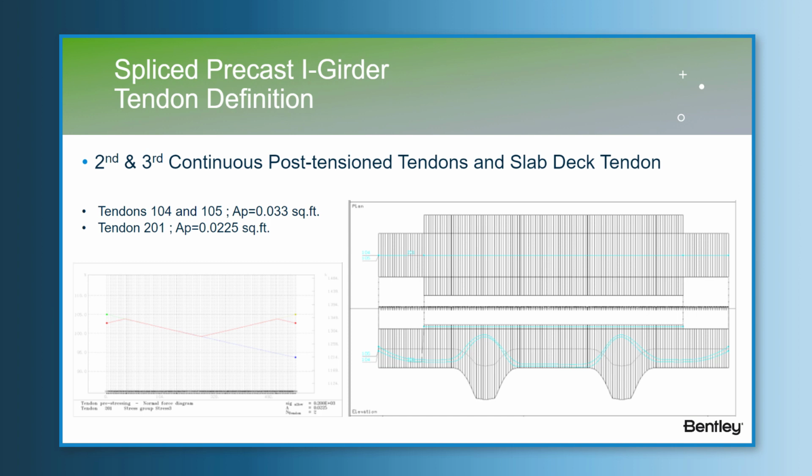Then it's cast the first deck slab sequence, the middle span and the zone over the piers, and it's installed two more continuous post-tension tendons, now on the composite section, the tendons 104 and 105. It was also installed one more tendon on the slab, the tendon 201.